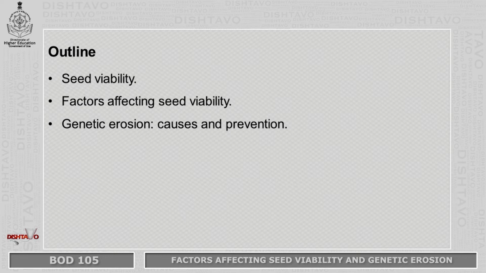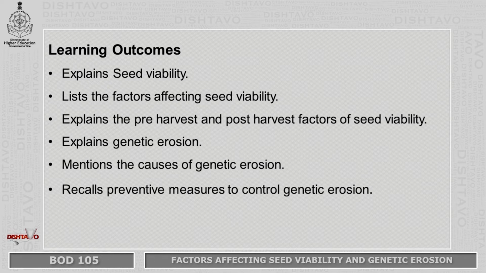Outline of the topic: seed viability, factors affecting seed viability, genetic erosion, causes and prevention. Learning outcomes: explain seed viability, list the factors affecting seed viability, explain the pre-harvest and post-harvest factors of seed viability, explain genetic erosion, mention the causes of genetic erosion, recall preventive measures to control genetic erosion.